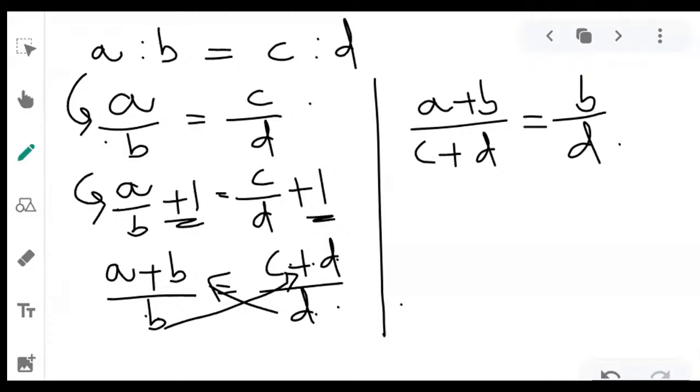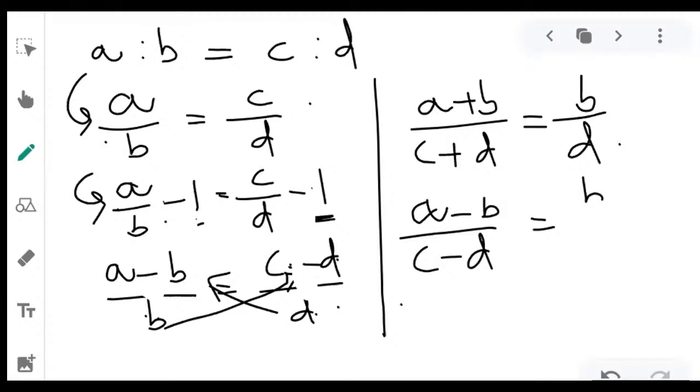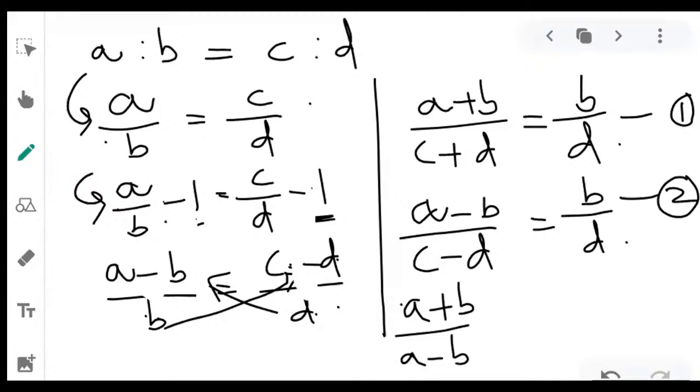Does it make sense? Yes, ma'am. Okay. So same goes for negative also. Again, if you take A instead of plus, this will become minus. So A minus B by C minus D is equal to also B by D. If we divide both these equations, then A plus B by A minus B is equal to C plus D by C minus D.